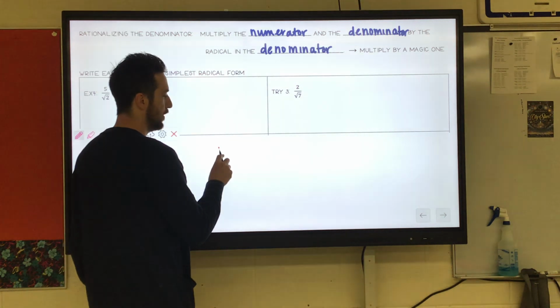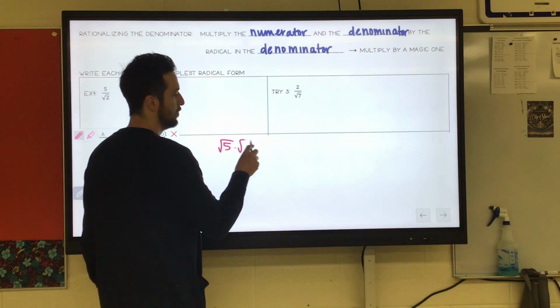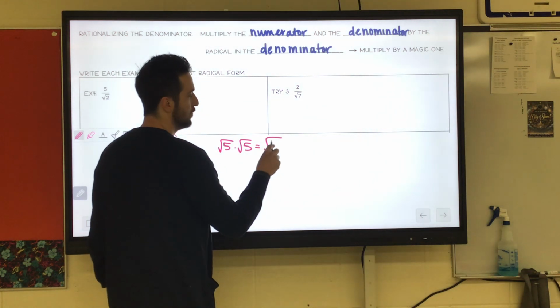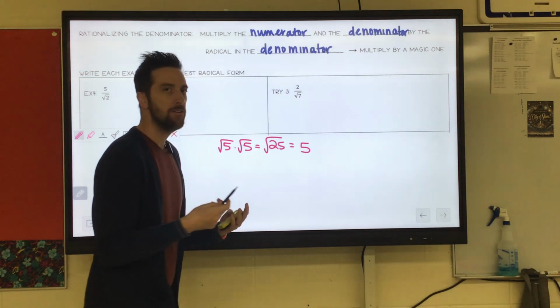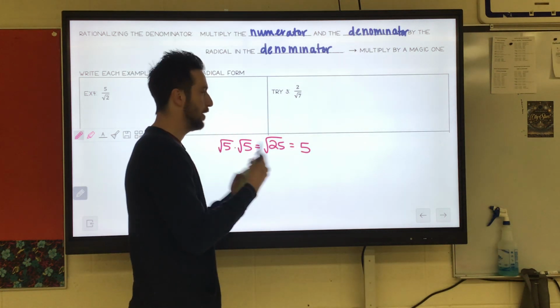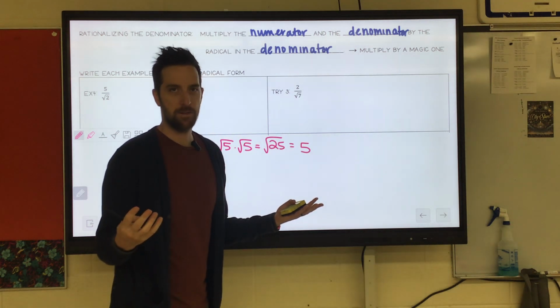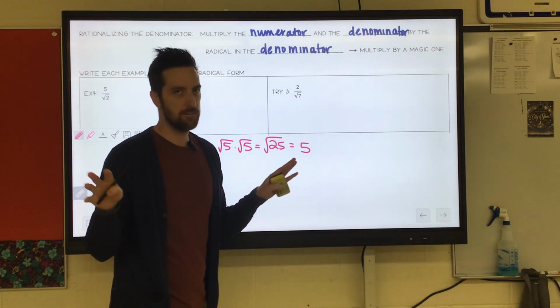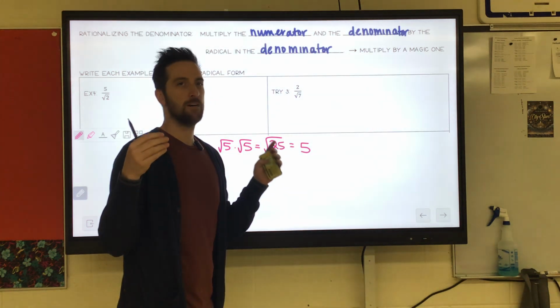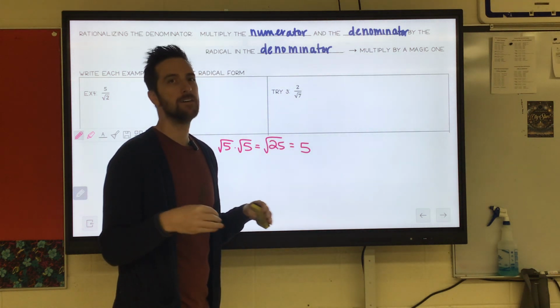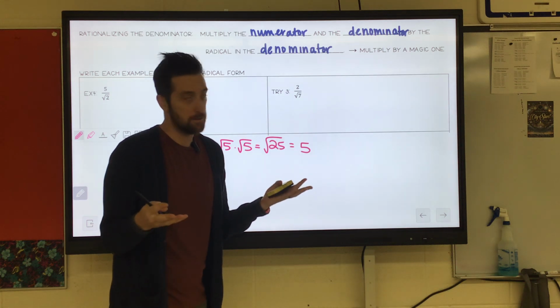Like the square root of 5 times the square root of 5 is the square root of 25, which is just 5. So if you ever multiply it by itself, it becomes a whole number. That's the easiest thing you could do. But essentially what we're trying to do is create a perfect square in the denominator that we can then square root, so it's a whole number.